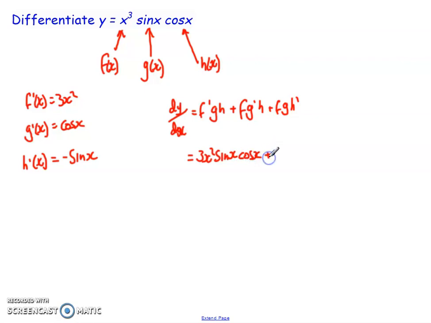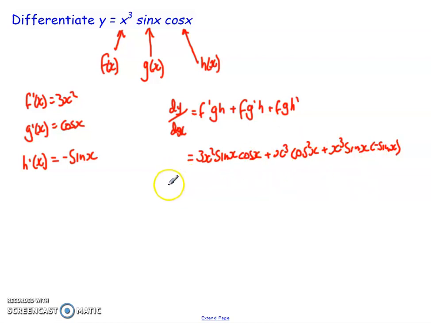Then f g dash h gives me plus x cubed cos squared x. Now the cos squared comes from the fact that g dash is cos and the h is just cos as well, so cos squared. I've then got plus f g h dashed, so that's plus x cubed sine x, and then I've got a minus sine x there. So I've got all of that.